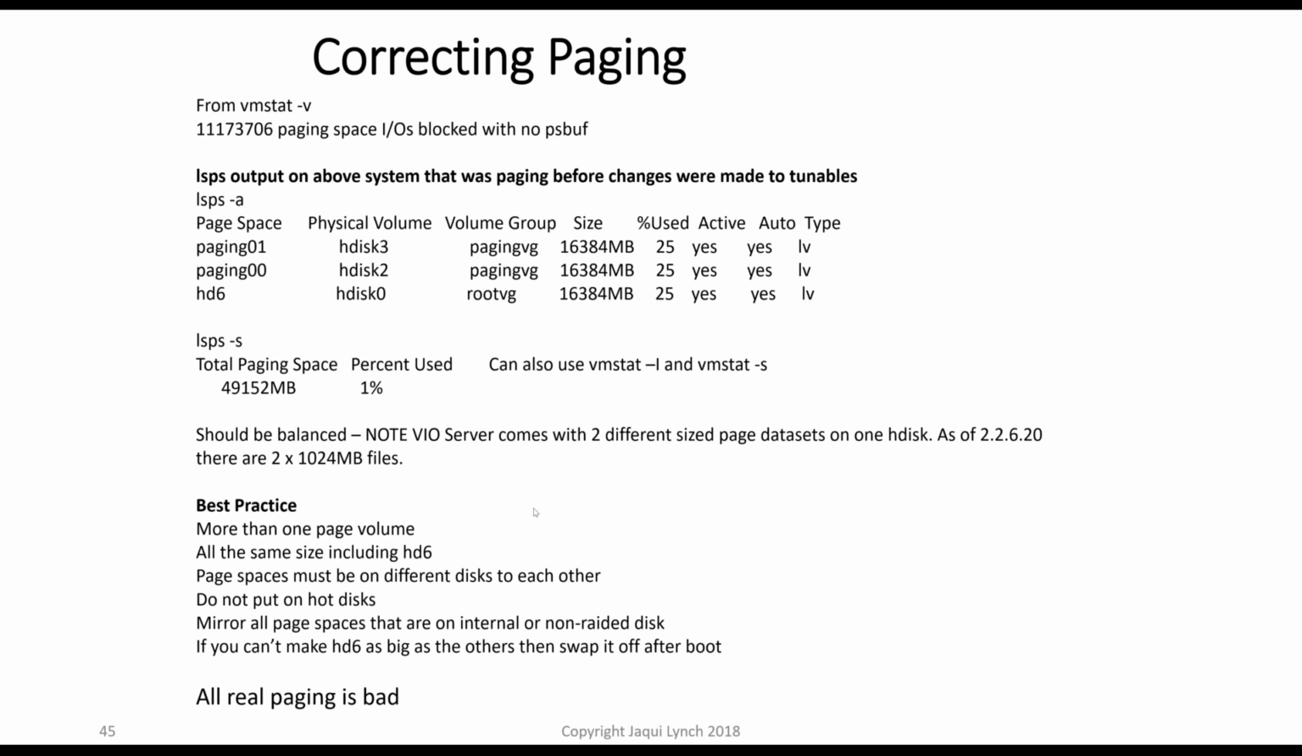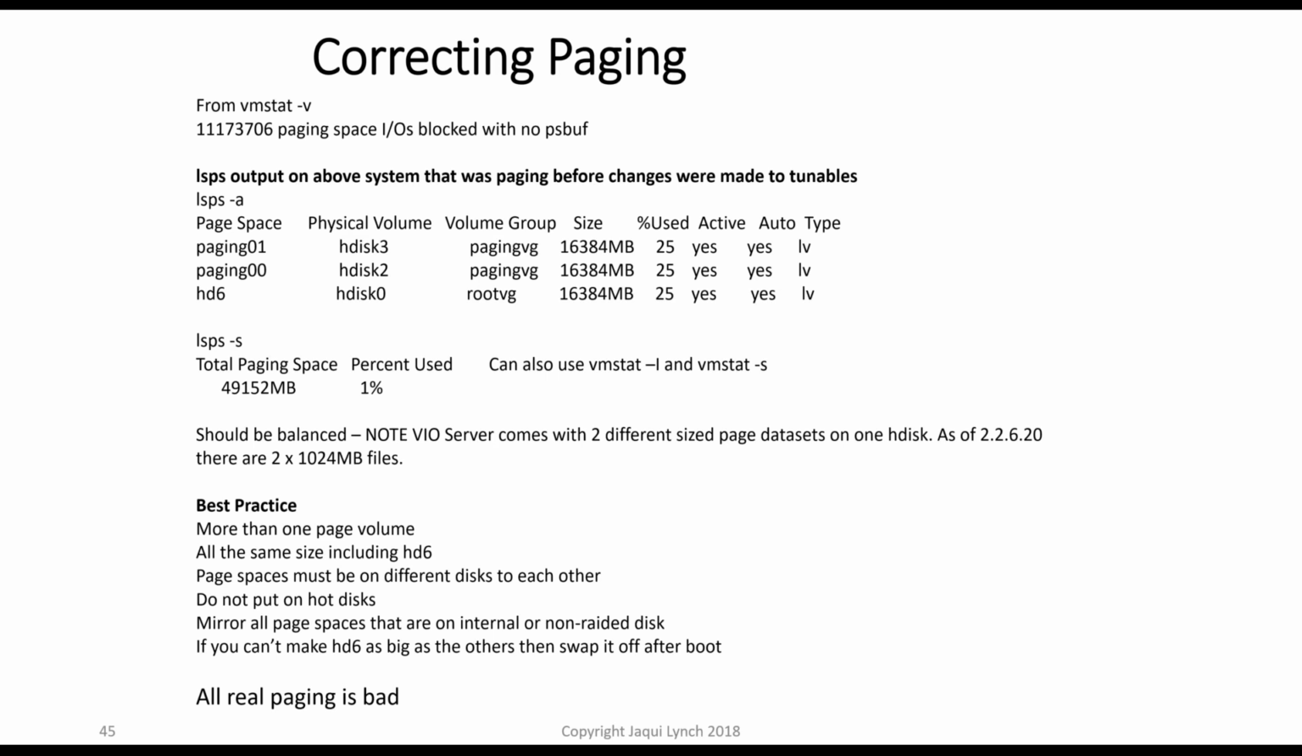The first best practice is to have more than one page volume. That way you can page out in parallel. They should all be the same size. HD6 can be a page bigger if you want. The reason for that is that while it tries to do things in parallel, it also round robins. So if I leave HD6 at 512 meg, and I make everybody else, say, 16 gig, if HD6 fills up, it's not going to crash the system anymore because we do allow kernel pages outside of root VG.